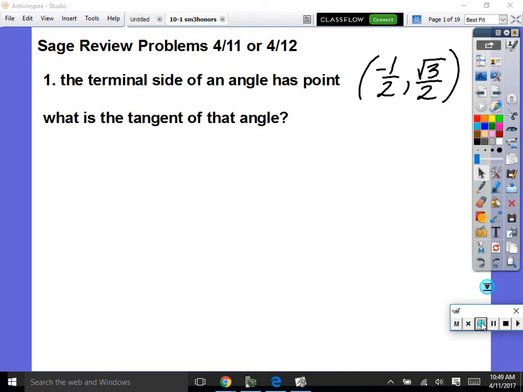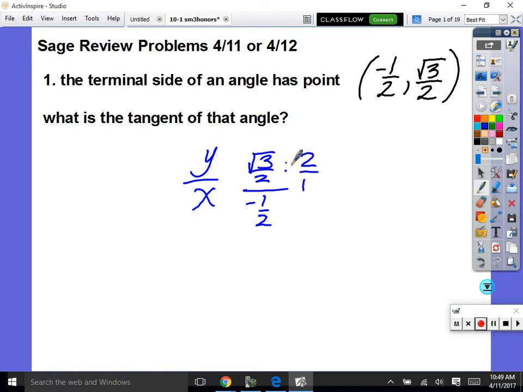The terminal side of an angle has this point. What is the tangent of the angle? So how would we find that? Y over x. Tangent is the y value divided by the x value, right, everybody? Yeah. So it would be root 3 over 2 divided by negative 1/2. So dividing fractions, easy as pi, flip the second and multiply. So negative root 3 would be my answer.